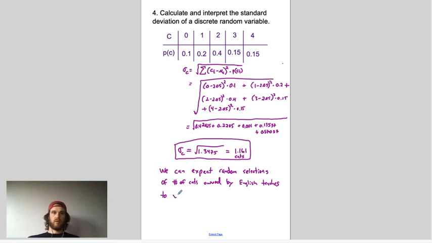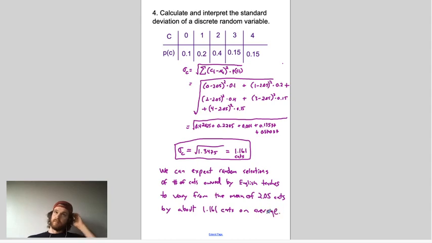to vary from the mean of 2.05 cats by about 1.161 cats on average. Sweet. That's what it means.